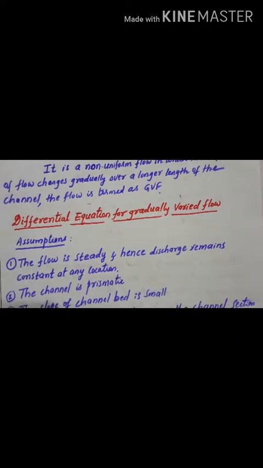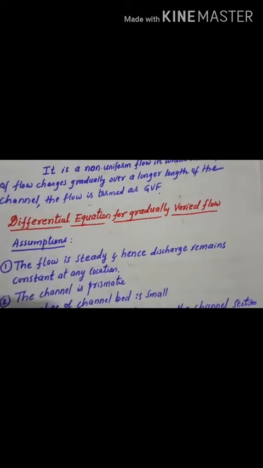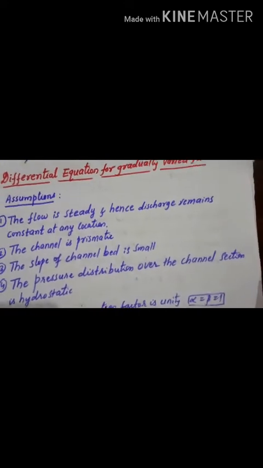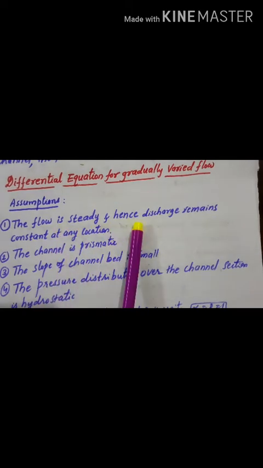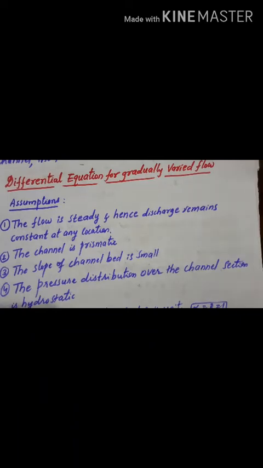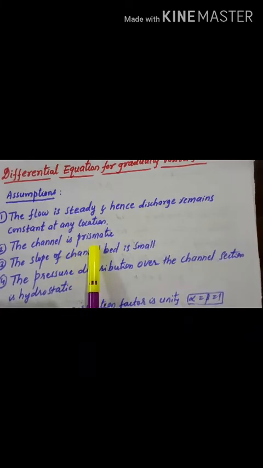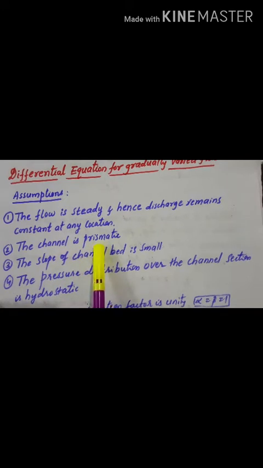Before deriving the gradually varied flow equation, some assumptions are to be made. The first assumption is that the flow is steady and hence the discharge remains constant at any location. Then the channel is prismatic, meaning there is no variation in the cross-sectional area of the channel. The channel should be prismatic throughout its length.